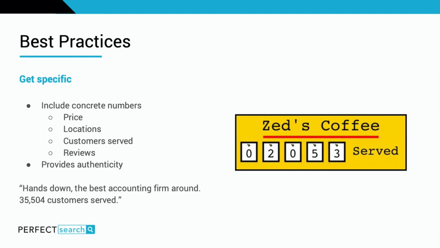Get specific. Include concrete numbers like pricing, location, customers served, reviews. All of this provides authenticity and brings users closer to your brand. So for example, "hands down the best accounting firm around, 35,504 customers served."